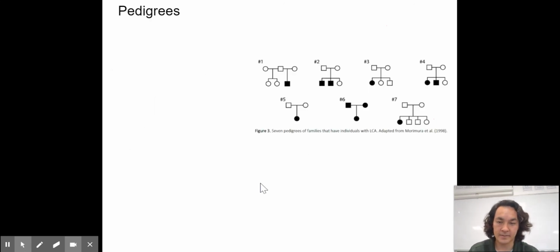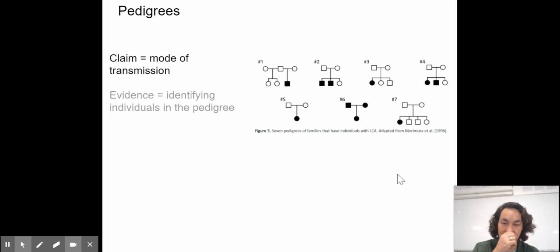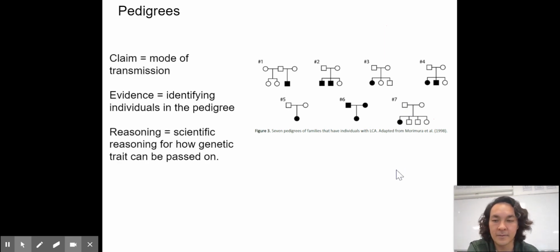Let's look at some other ones. These are real pedigrees from our phenomena with Leber congenital amaurosis. You can see that it skips a generation, so it's going to be recessive. And then you can see that this daughter has it and her dad doesn't. So it's going to be autosomal. And that is the way that it's passed down, autosomal recessive.